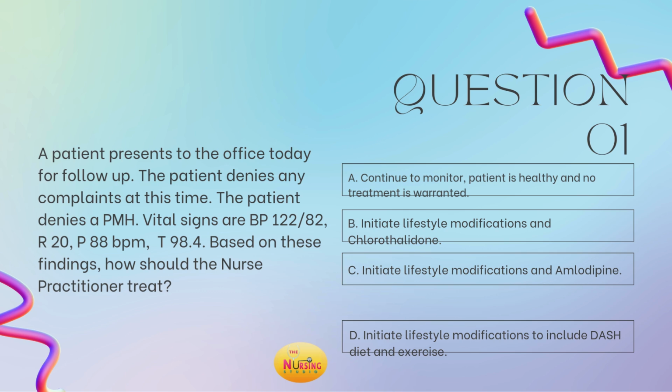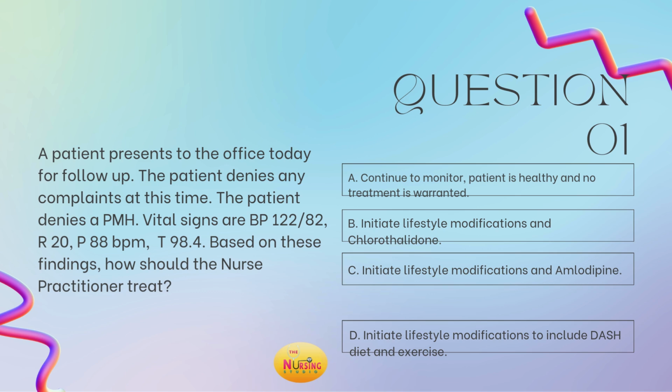Okay. But here it says patient came into the office today for follow-up. The patient doesn't have any complaints, doesn't have a past medical history. So now we're just down to looking at these vitals. Okay. Blood pressure is 122/82, so not terrible. Respiration is 20. Heart rate, temp, normal. So based on these findings, how should we treat? This patient looks pretty good, looks healthy.